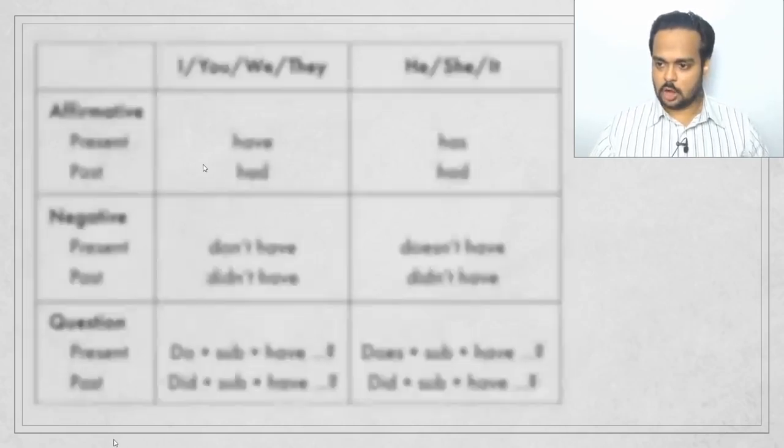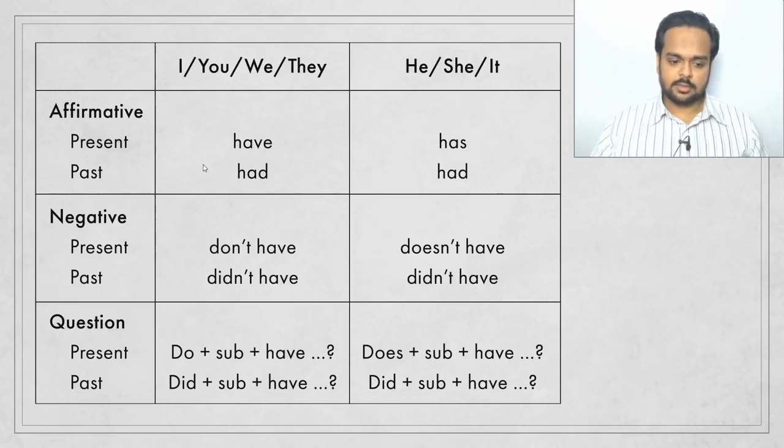All right, so let's start with the basics of where to use have, has, and had. Now, what you see on the screen is the full chart with all the rules you need to know for this verb. This chart is also available in the file that you can download from the link in the description. So you can see here that we have three sections. The first section deals with affirmative sentences. Affirmative just means positive. So affirmative sentences are positive statements. The second section is about negative sentences, and the last section deals with questions.